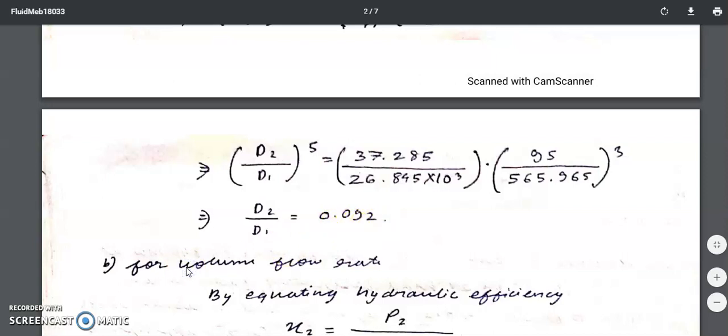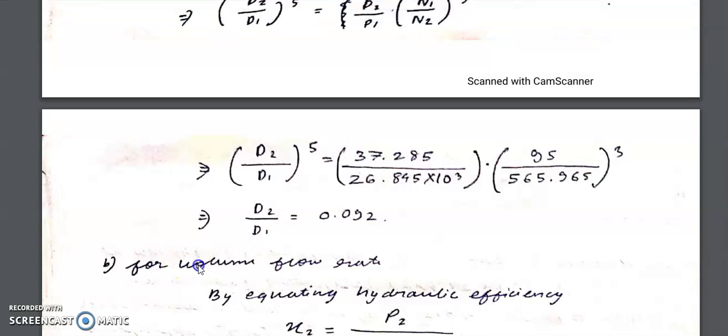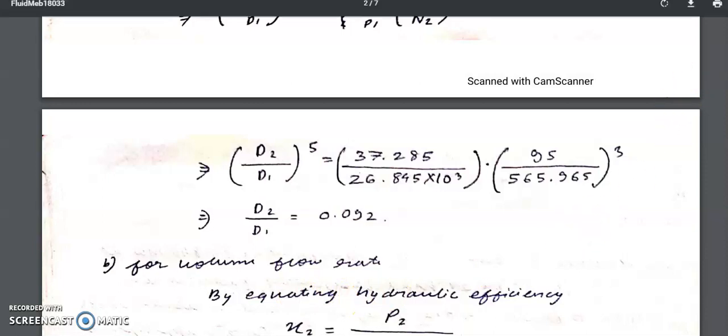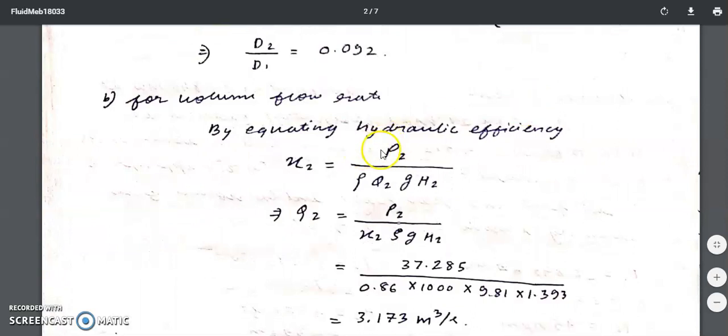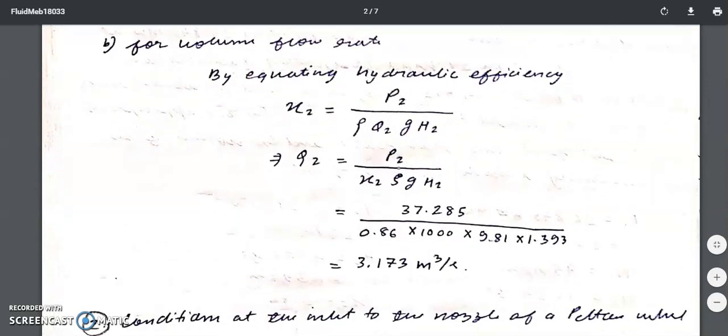Now similarly, by equating the hydraulic efficiency, we use the formula P2 by rho Q2 g H2. We calculate and equate the values, and we get the answer to be 3.173 meters cube per second. That is, we need to find the efficiency eta.